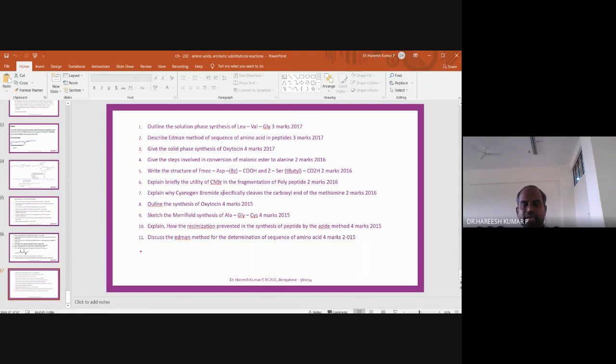So CNBr again it's asked. Explain why cyanogen bromide. CNBr is nothing but cyanogen bromide. Okay, explain the synthesis of oxytocin that we discussed. Sketch the Merrifield synthesis. So here a tripeptide is given. Merrifield means it's a solid phase peptide synthesis.